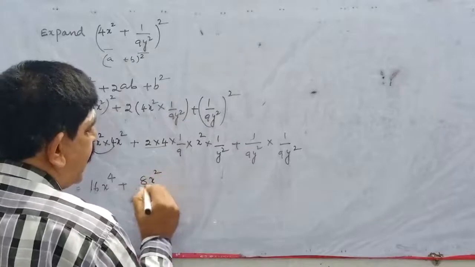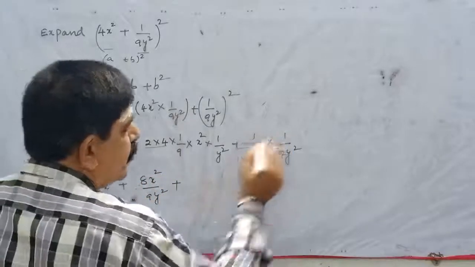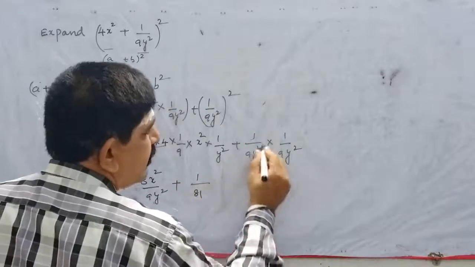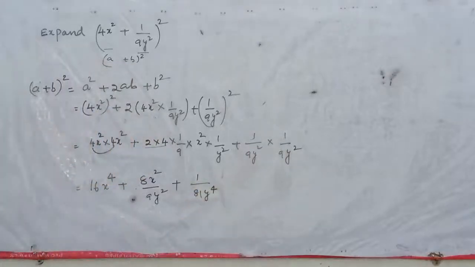8x square by 9y square plus 1 into 1, 1 by 9 nines are 81, y square into y square, y to the power of 4. So like this we can expand.